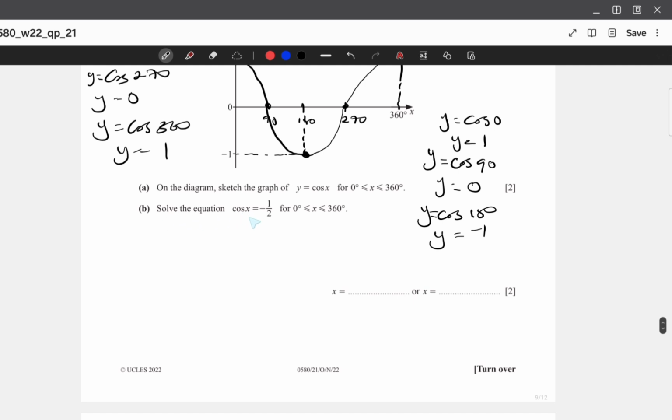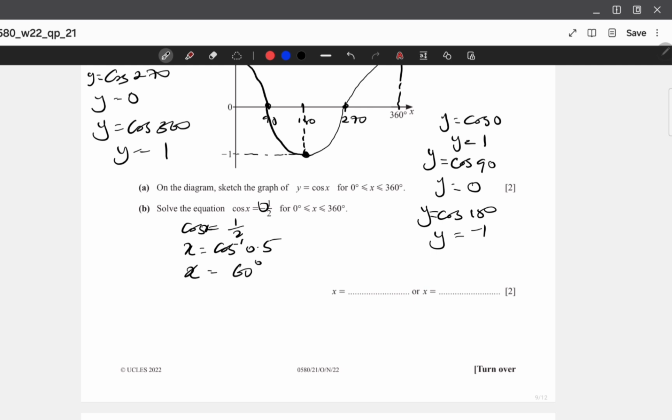Now for this one, they say solve the equation cos x equals -1/2 for 0 degrees less than or equal to x and x less than or equal to 360. To solve this, we know that the value of cos x is negative. So to find the two possible angles, ignore this negative for the meantime and just find cos x as 1/2. So x equals cos inverse of 0.5. 1/2 is 0.5. The cos inverse of 0.5 is 60 degrees.